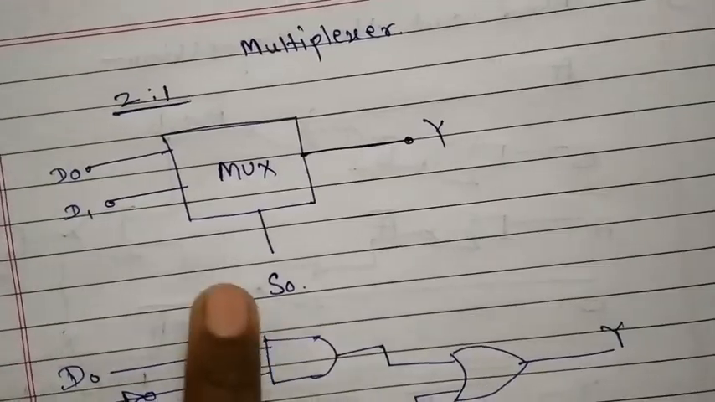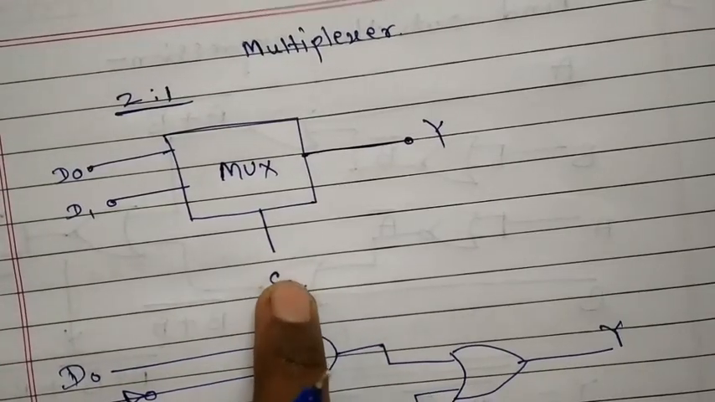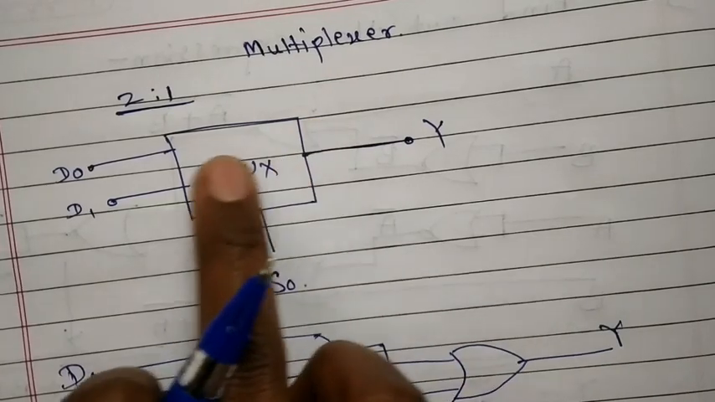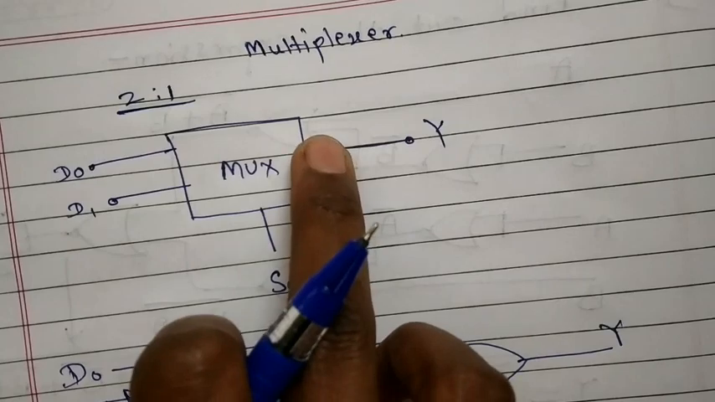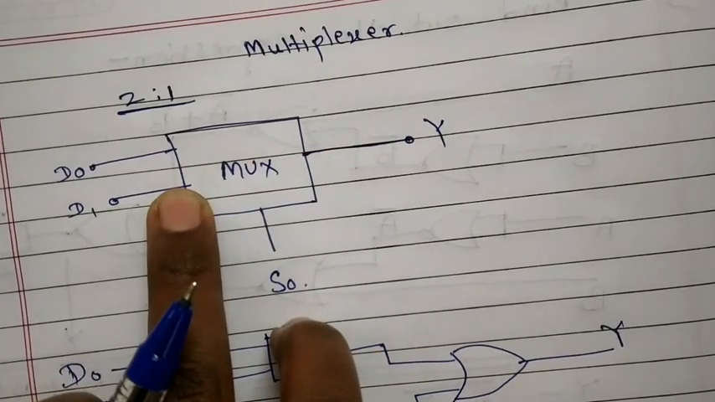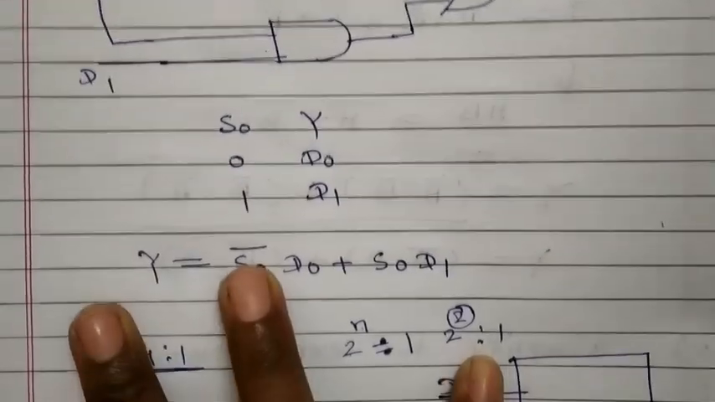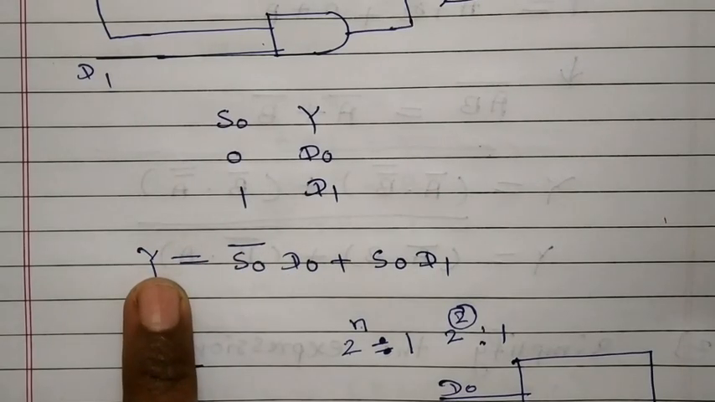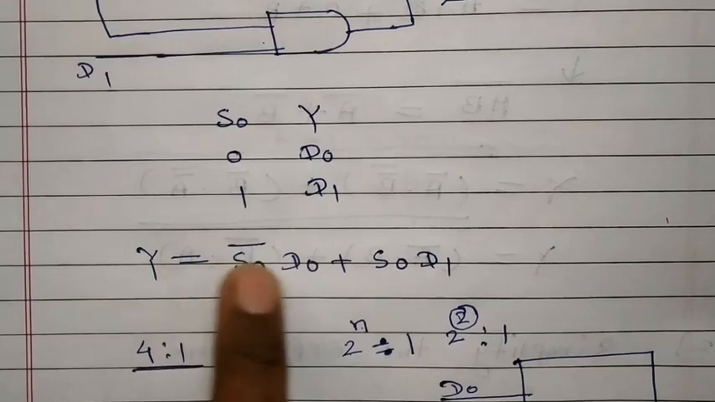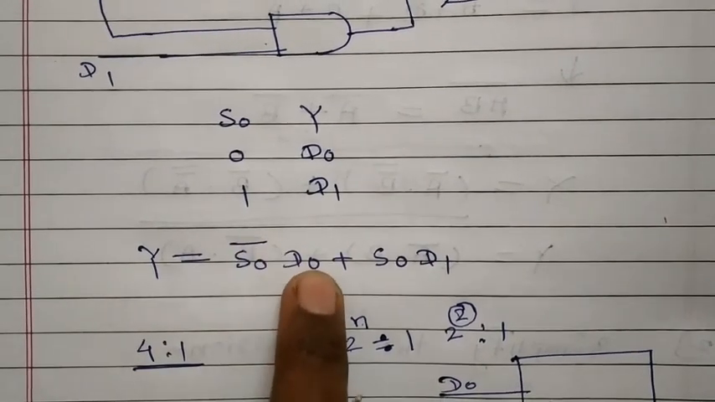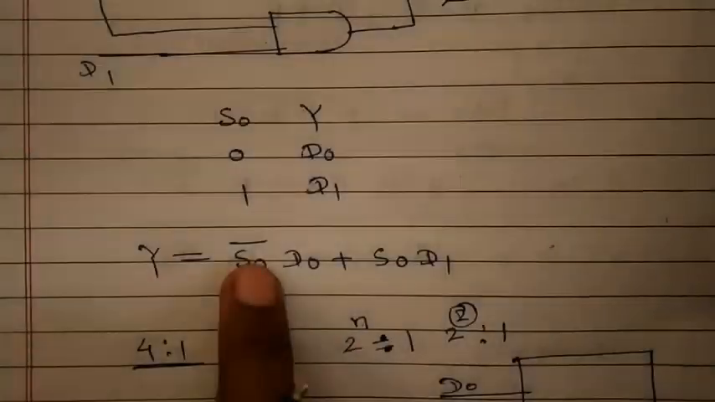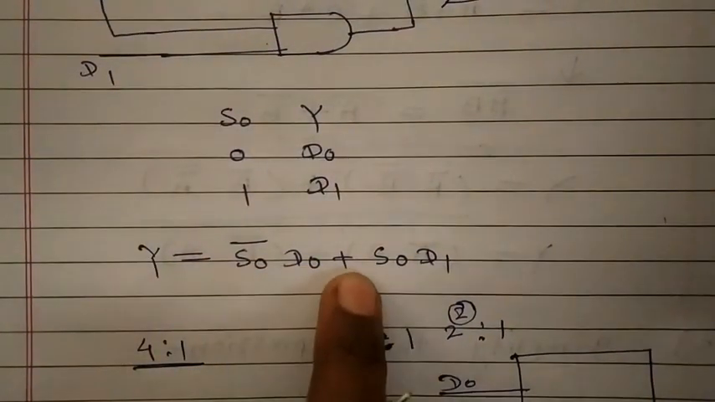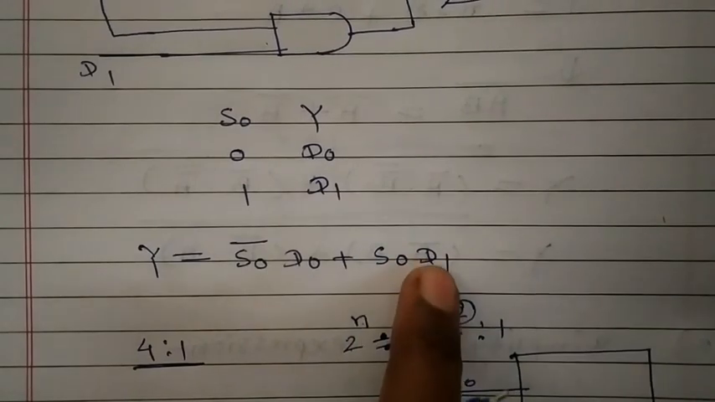So what happens in this case? If the select line is 0, Y will be connected to D0, and if the select line is 1, Y will be connected to D1. Now the final equation, the output expression, is Y = S0 bar D0 plus S0 D1. If S0 bar, that means 0, then it is D0.